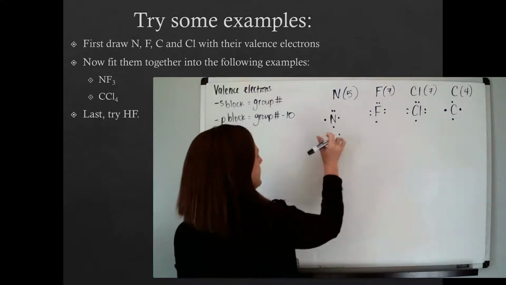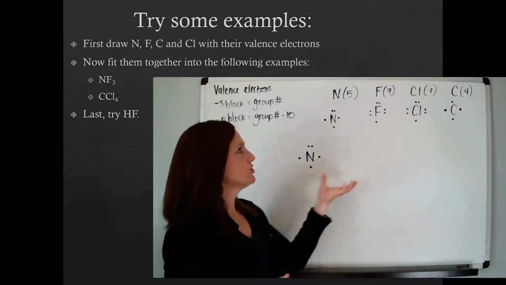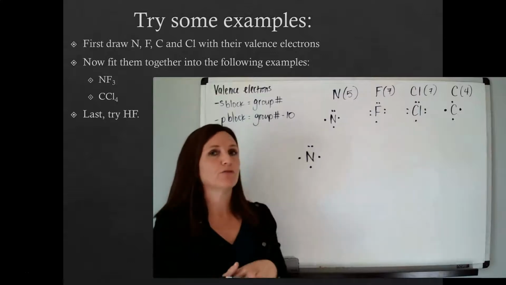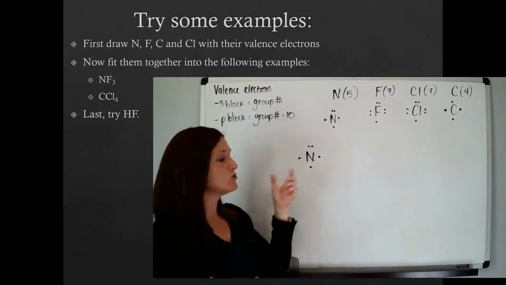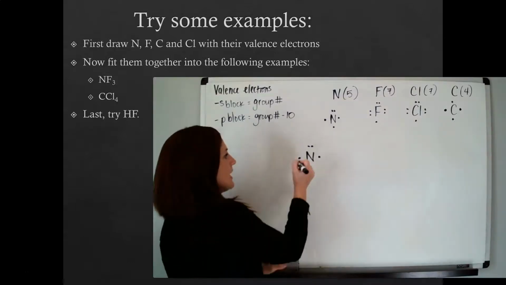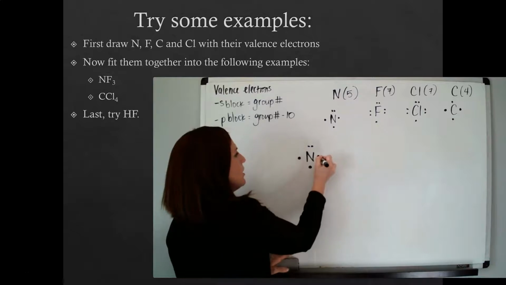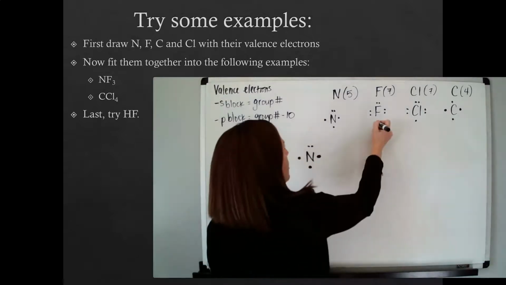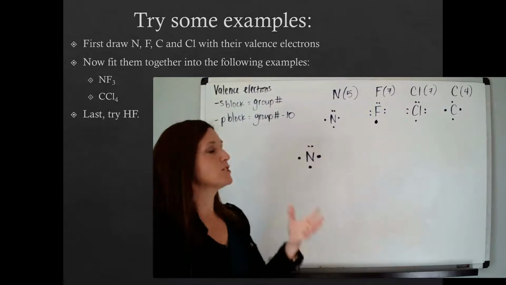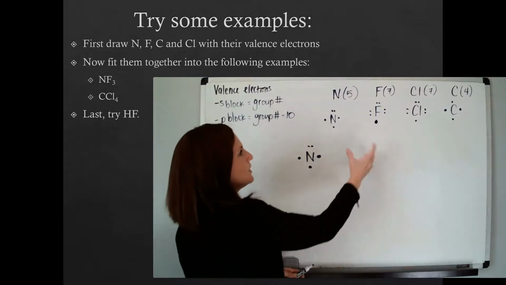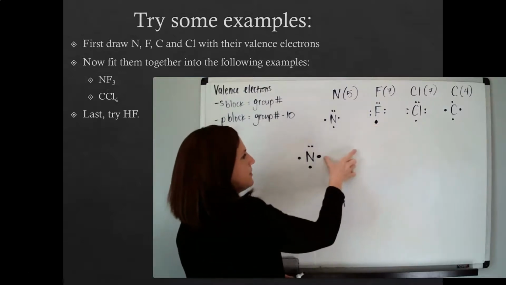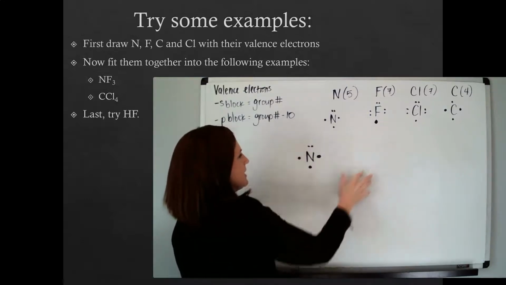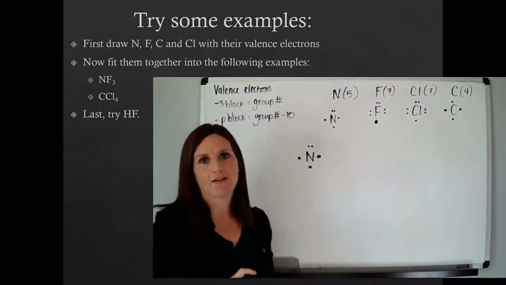So I'm going to have one nitrogen, and then I'm going to need to plug in 3 fluorines. And what we can see is nitrogen wants 3 bonds, right? It has 3 unpaired electrons, and fluorine only has 1 unpaired electron. So I hope that you can see that we're going to try to plug this 1 unpaired electron into each of the 3 sides of nitrogen.